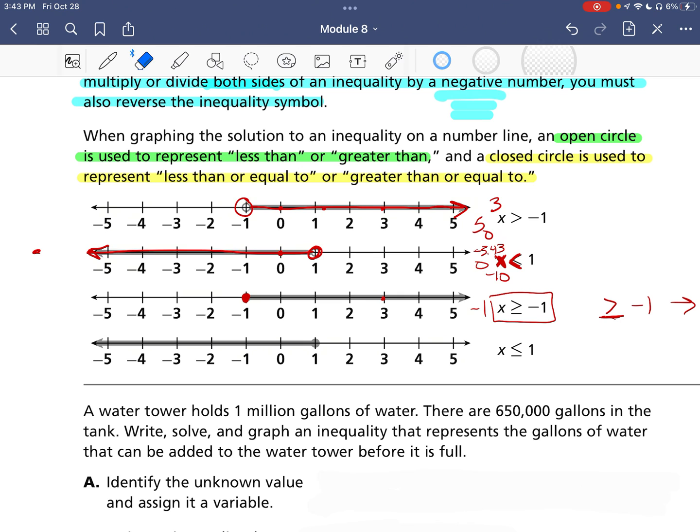0 is bigger than -1. These are all values of x that are greater than or equal to -1. So our line is going to go this way. If we were to plug in a number on the other side, let's say -10, is -10 greater than or equal to -1?